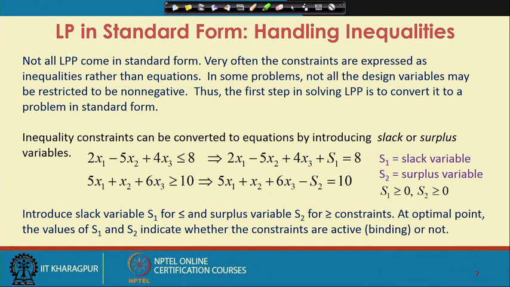At the optimal point, the values of these slack variables and surplus variables indicate whether the constraints are active, that means binding, or not. Remember that a constraint is active when it is satisfied as equality, that is, the slack or surplus is 0.